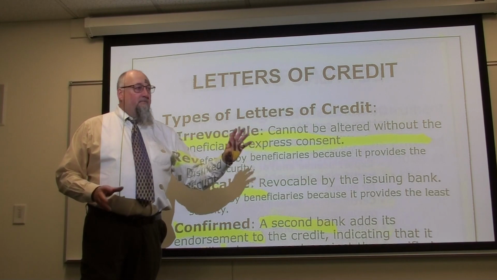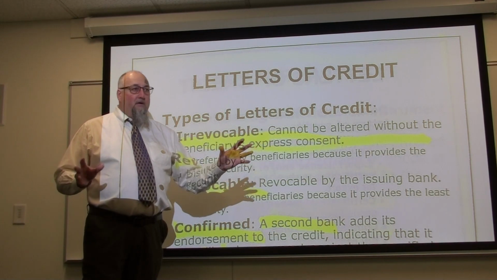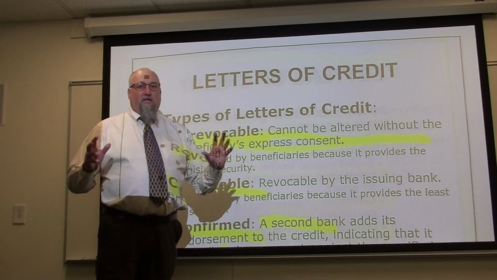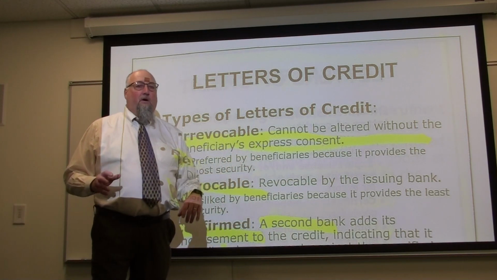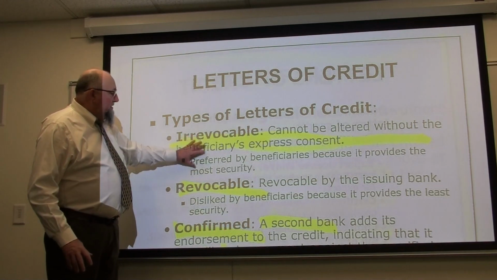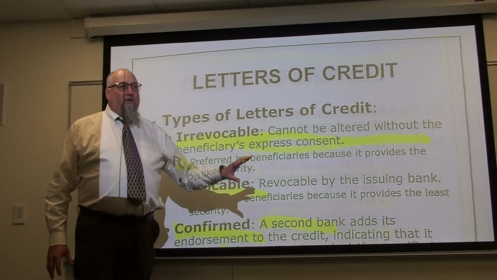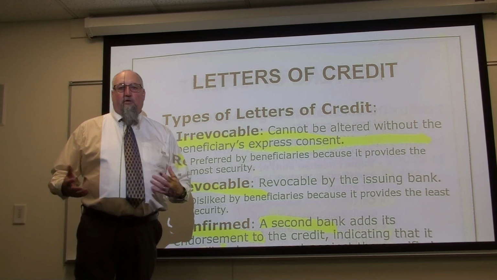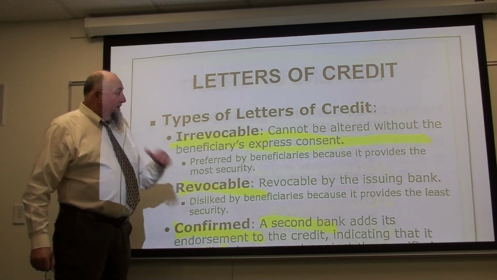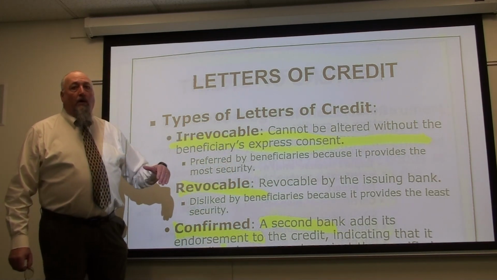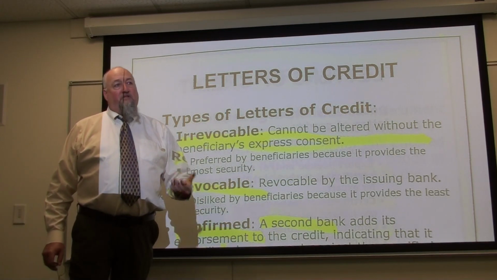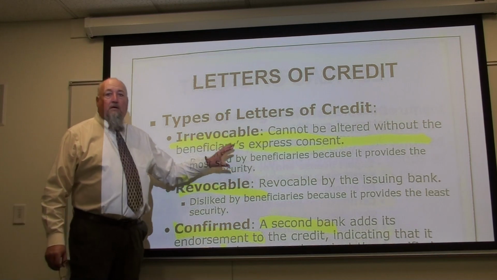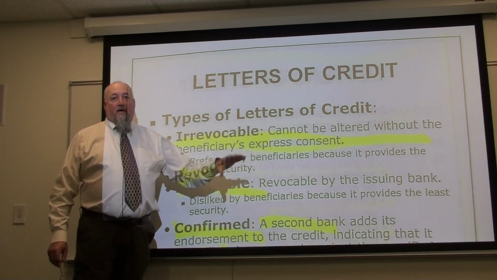Now this could be a problem sometimes if we get into a dispute, if the buyer and the seller want to call off a contract or something, that can lead to problems. So, nevertheless, an irrevocable letter of credit is the primary type of letter of credit that is going to be seen in a transaction. If I'm a seller, I want the certainty and the security of an irrevocable letter of credit because that guarantees I will get paid.